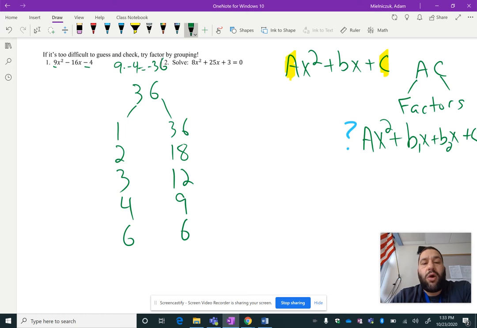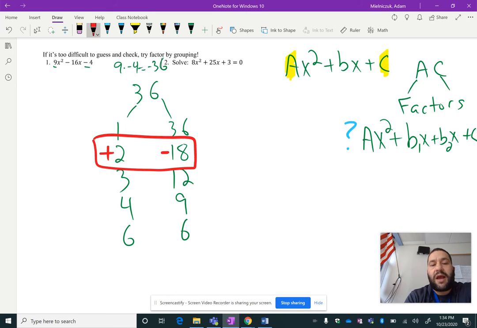Now we want to find out which two, when added together, will get me to negative 16. Now remember, it is a negative 36, which means one of these two factors must be positive and the other must be negative. So I see if I have a positive 2 and a negative 18, then I'm going to multiply to negative 36, but at the same time, I'm going to add to negative 16. So these are the numbers we're going to use.